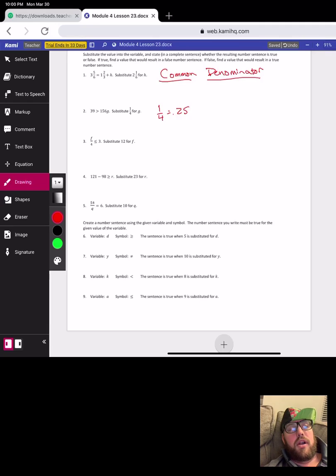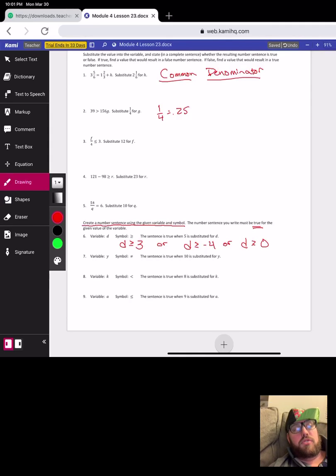All right, so let's look at number 6, 7, and 8. And 9. It says create a number sentence using the given variable and expression. So the variable's d, the symbol is greater than or equal to. But to make it true, it has to be substituted in 5 for d. So 5 is greater than or equal to 3, that's true. Or d is greater than or equal to -4, that's true because 5 is bigger than -4. Or d is greater than or equal to 0 because 5 is bigger than 0. So remember, you're substituting in a number for the variable to see if it would be true. Okay, but I want you to write it in the form of a variable.